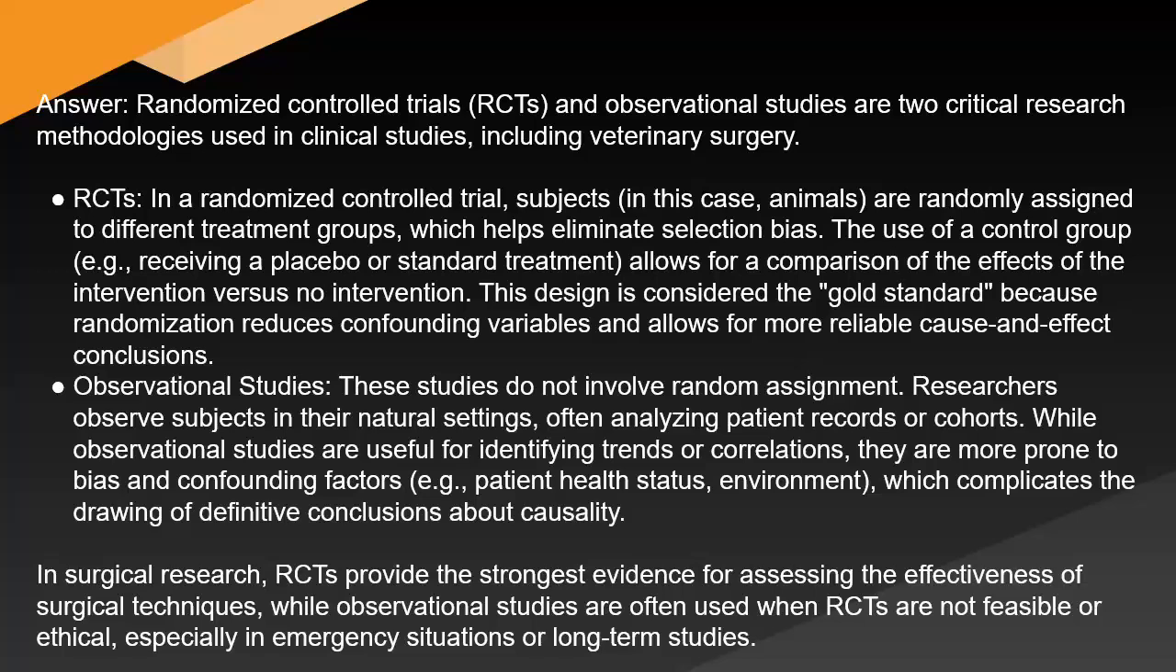conclusions. Observational studies. These studies do not involve random assignment. Researchers observe subjects in their natural settings, often analyzing patient records or cohorts. While observational studies are useful for identifying trends or correlations, they are more prone to bias and confounding factors, e.g., patient health status, environment, which complicates the drawing of definitive conclusions about causality.